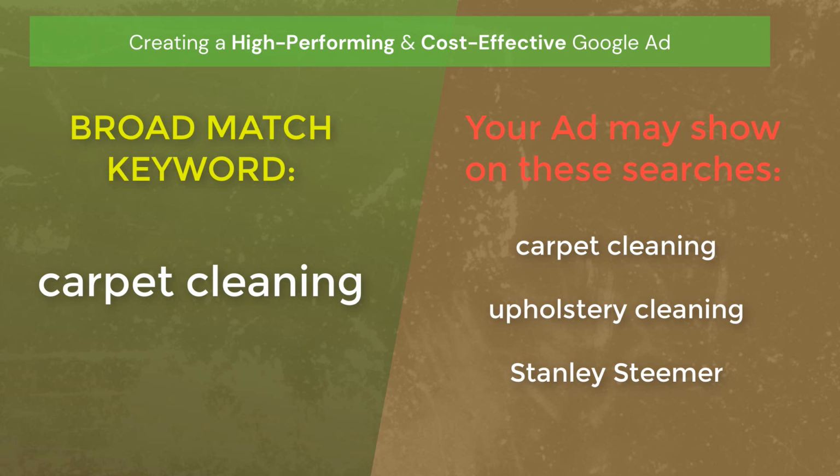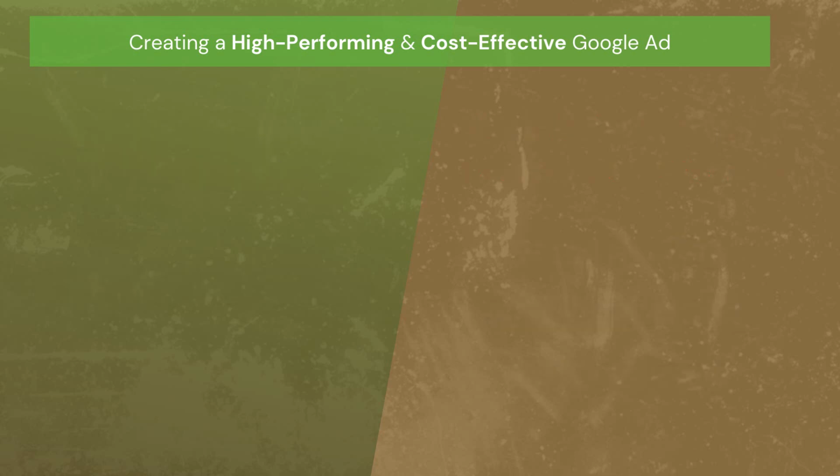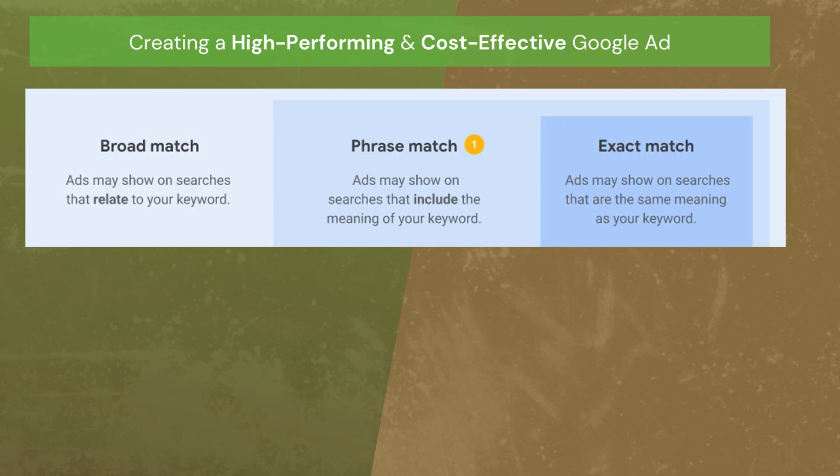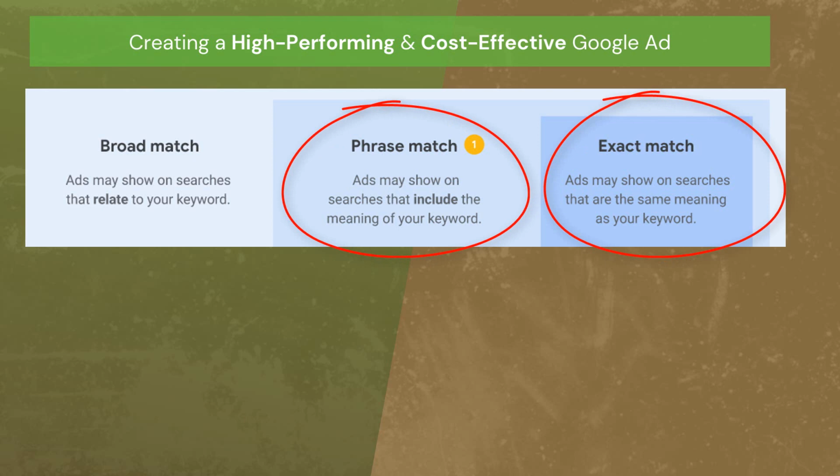But maybe Stanley Steamer has a better offer than you have. Maybe your ad showing when Stanley Steamer's ad shows isn't something that you're looking for. But Google says that's related, so your ad would show. So there's a lot of times with broad match, your ad might run that you don't want it to run. That's why we recommend that you have a campaign that uses a combination of the other two options, phrase match and exact match. So let's look at phrase match.